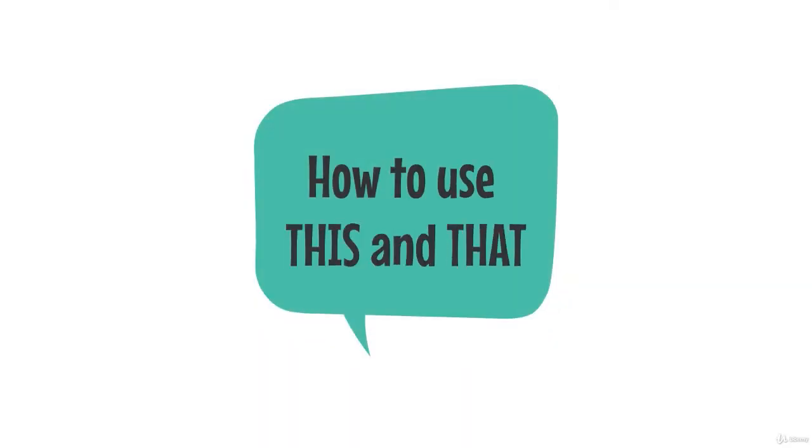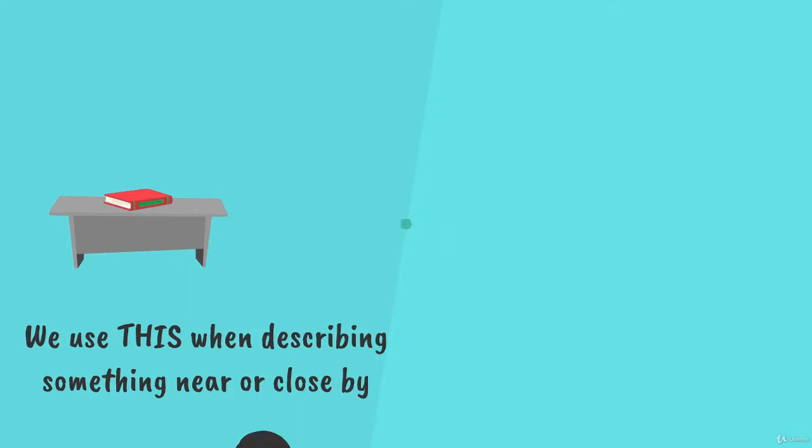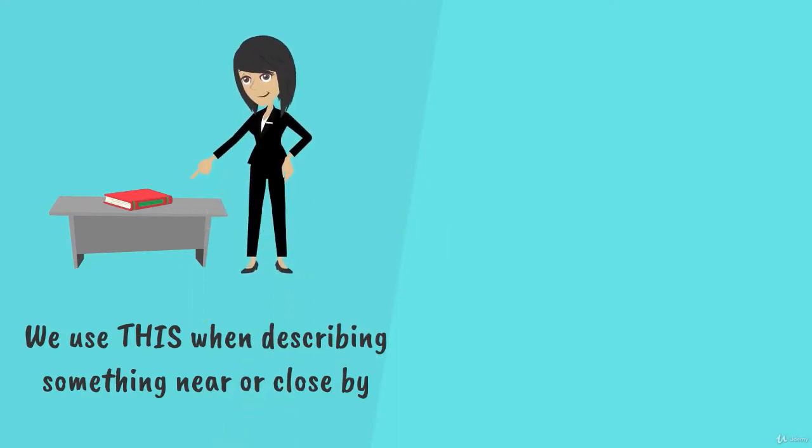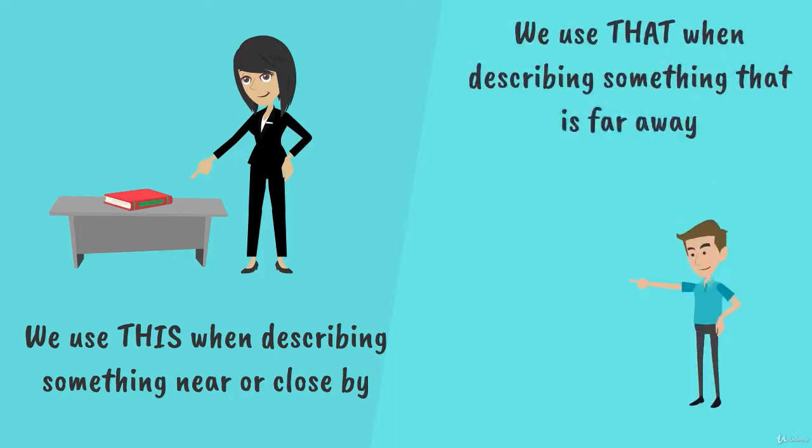How to use this and that. We use this when describing something near or close by. We use that when describing something that is far away.